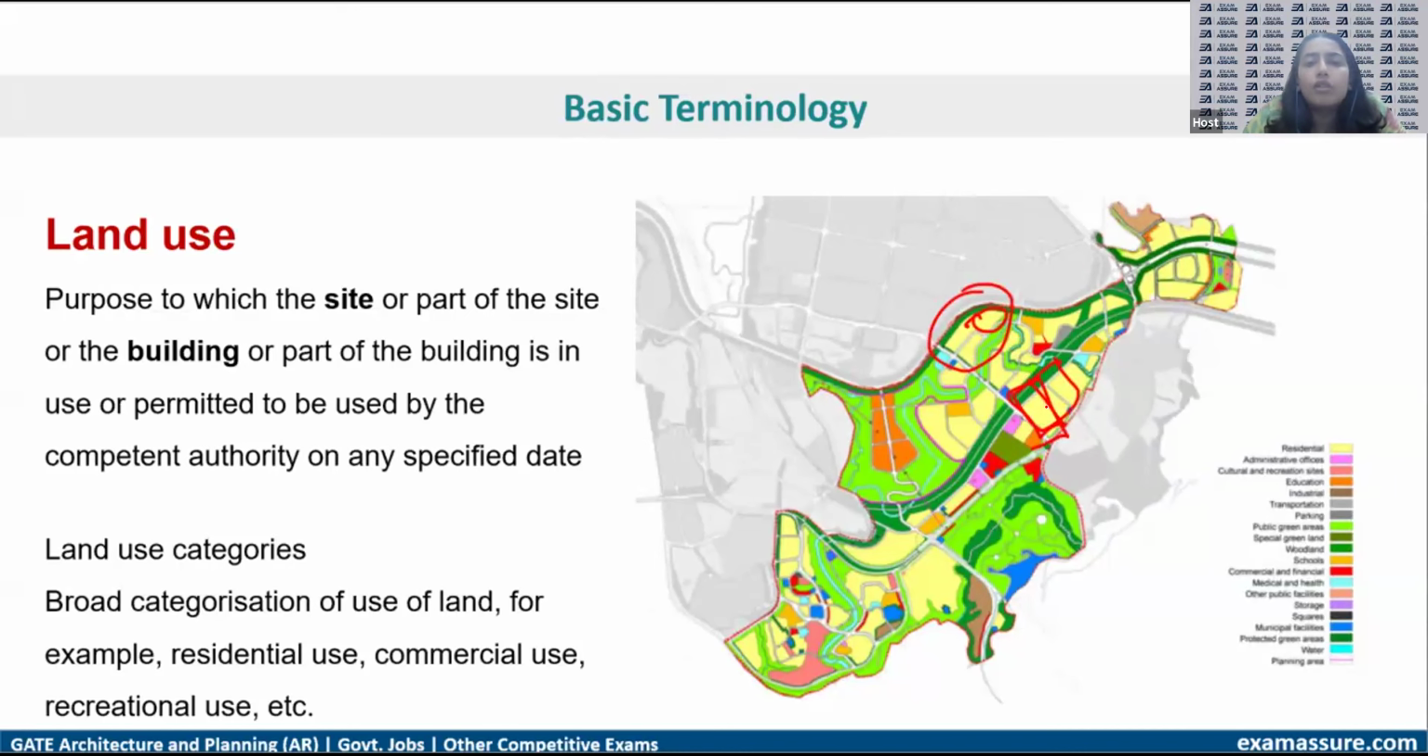Now, what kind of uses am I putting it to? There are different categories of land use. What categories have we known since college? Residential use, commercial use, recreational, public, semi-public. So that is the category of land use which is being implemented or which is in action.